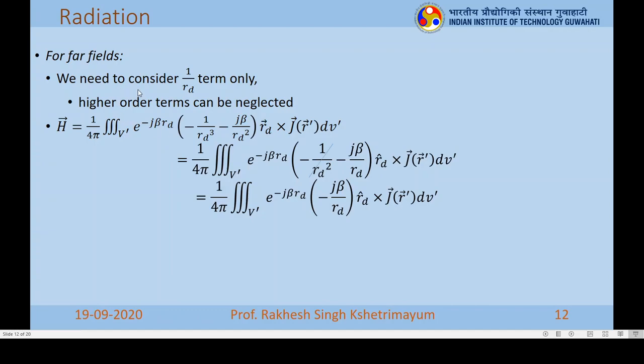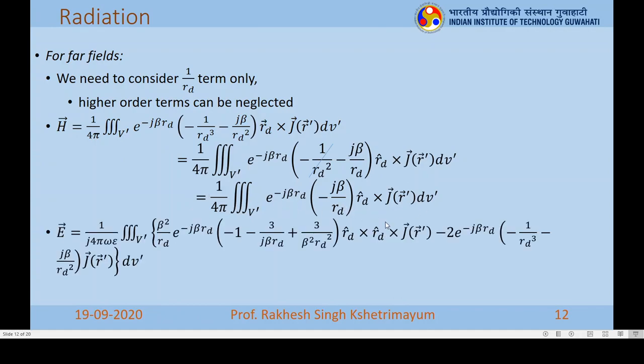Most of the time we use these far fields for wireless communication, mobile communications. So the condition for the far field is that the field variation with respect to RD should be 1 by RD. So we can neglect all the higher order terms. For example, if I want to find the magnetic field in the far field, I don't need to worry about this 1 by RD squared term. I just need to worry about the 1 by R term here. So the expression for the magnetic field will be very simple here. We just have one term.